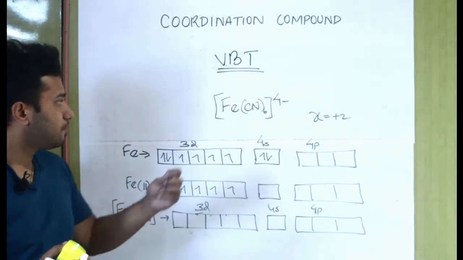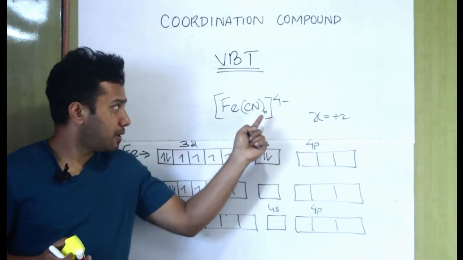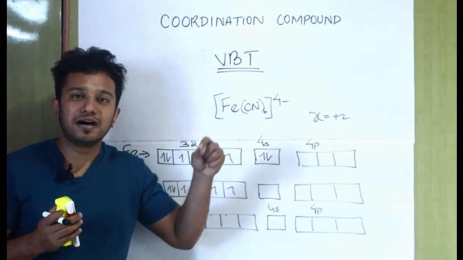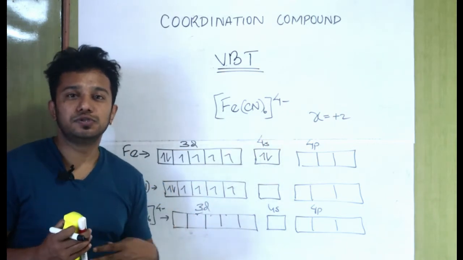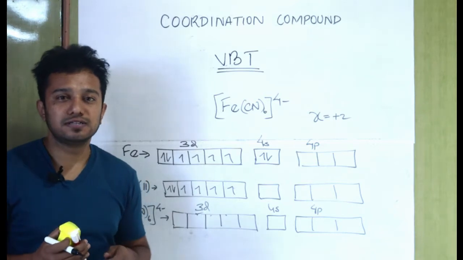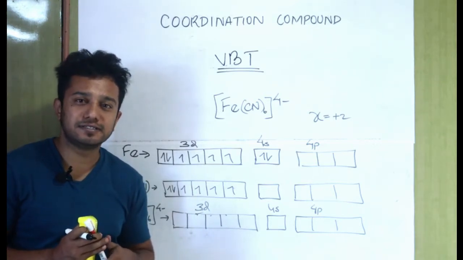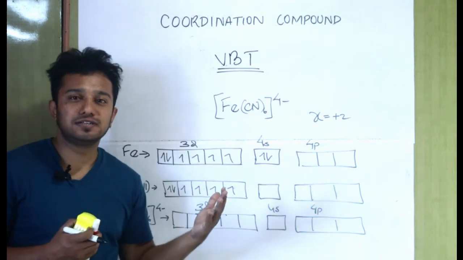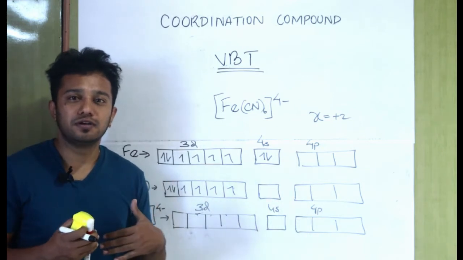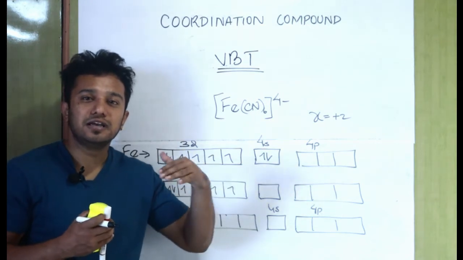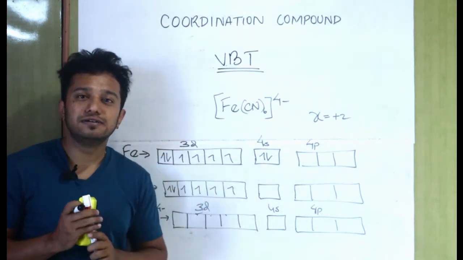So now, if we look at this coordination compound, the ligand out here is a strong ligand. So you may ask again, sir, how do we know which ligand is a strong ligand and which ligand is a weak ligand? If you look at the spectrochemical series, you will know which ligands are strong and which ligands are weak. So what is the spectrochemical series? The arrangement of ligands in the increasing order of their strength.